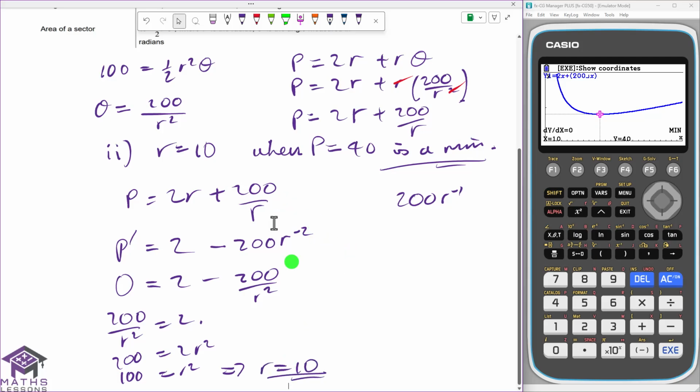You can see we've got exactly the same answer as before. We can take R equals 10 and put it back into the perimeter: 2 times 10 is 20, and 200 divided by 10 is another 20. Together you get 40, and we've found our P.